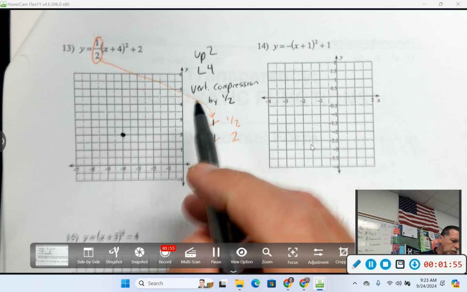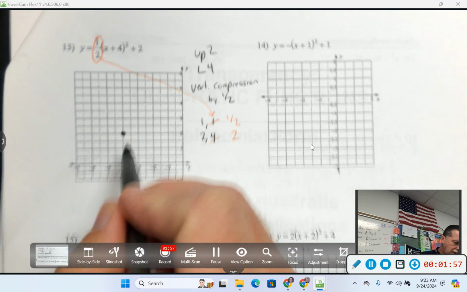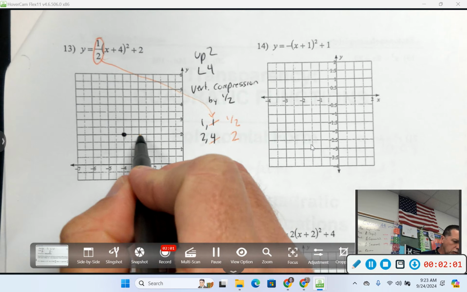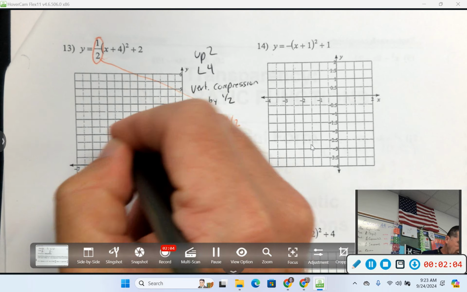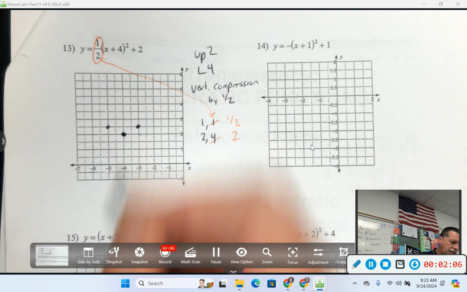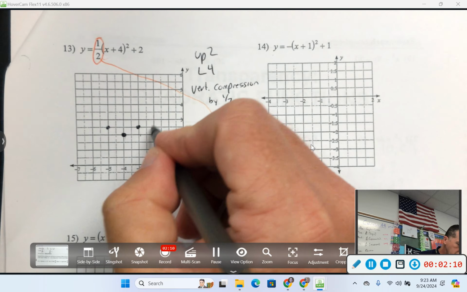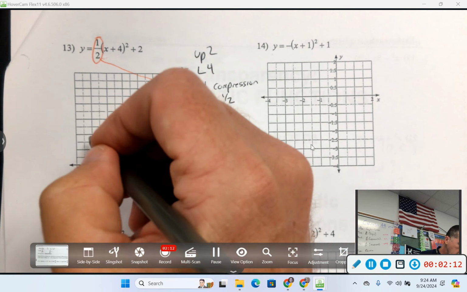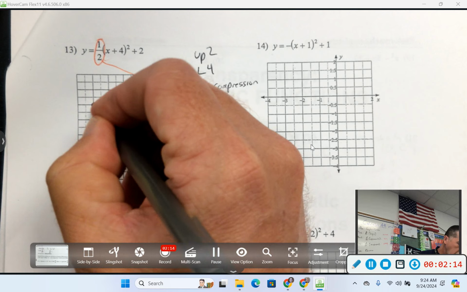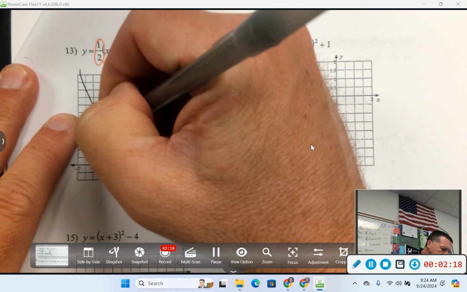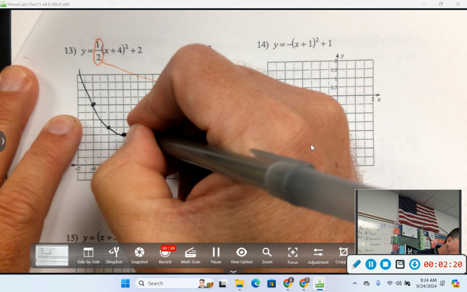So now we'll go 1, 1/2. Again, be careful with our grid on this particular page. So if I go over 1, up 1/2, over 1, up 1/2, and then over 2, up 2. So this is a wider parabola than usual.